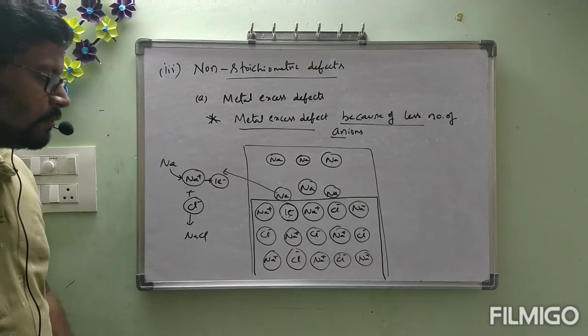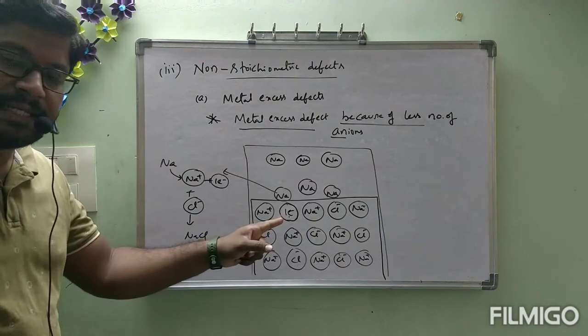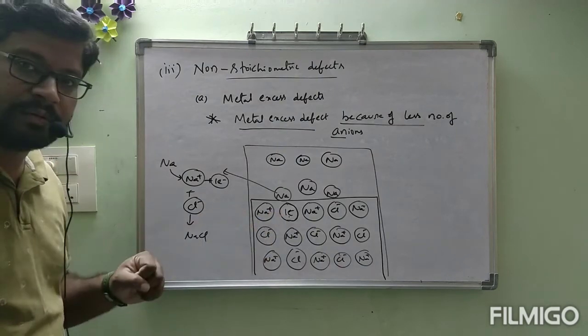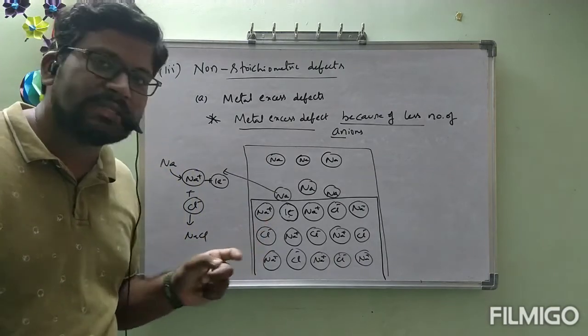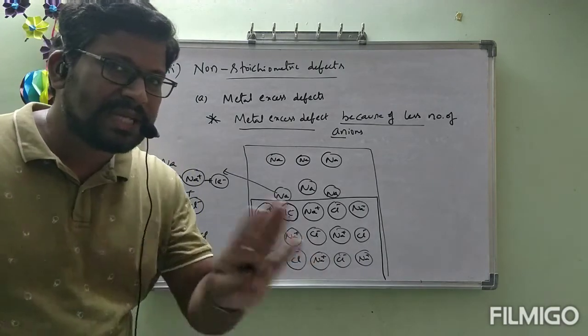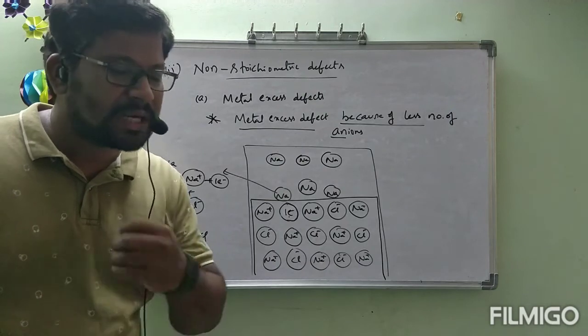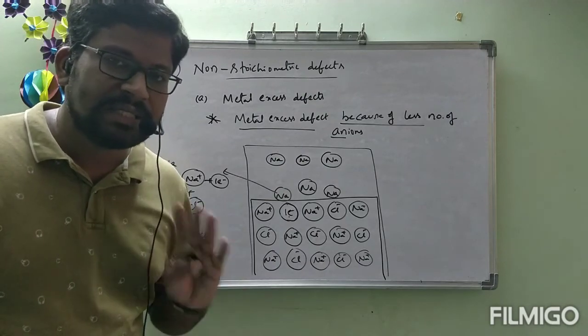Okay, now what happened to this position? Instead of Cl minus, we have an electron. Cl minus has charge minus 1, and the electron charge is also minus 1. So there is no change in neutrality. Neutrality is maintained. Charge-wise it is okay.